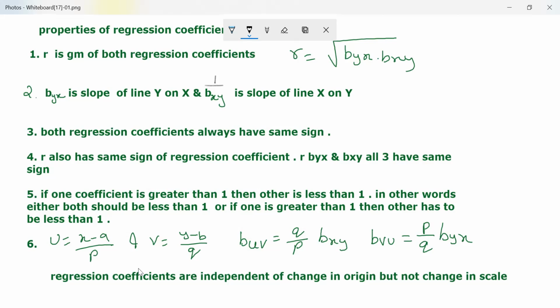But all these first 5 properties are very important. Both should have the same sign. If one is greater than one, the other has to be less than one, and R should be between byx and bxy. These are very important things.